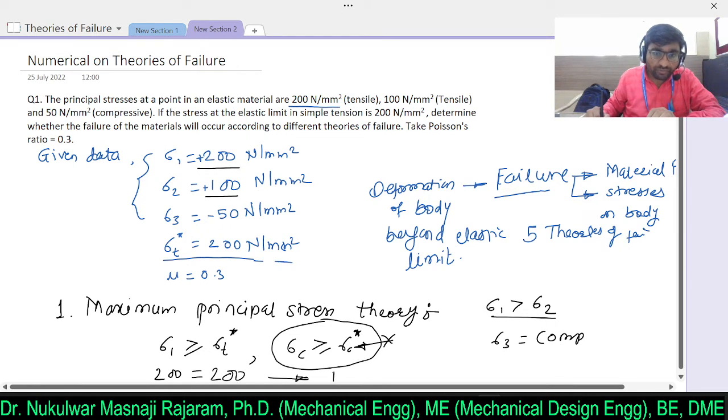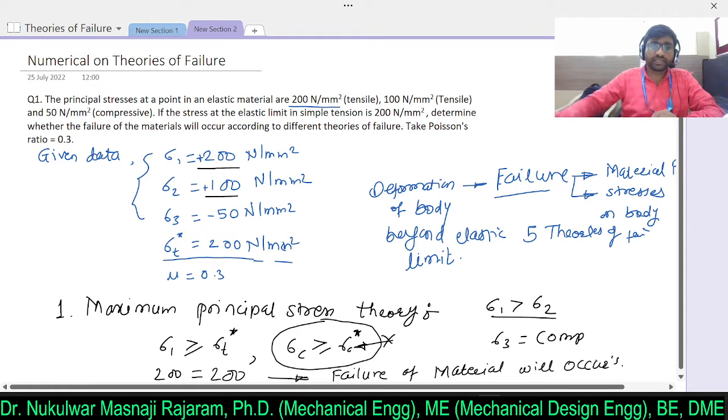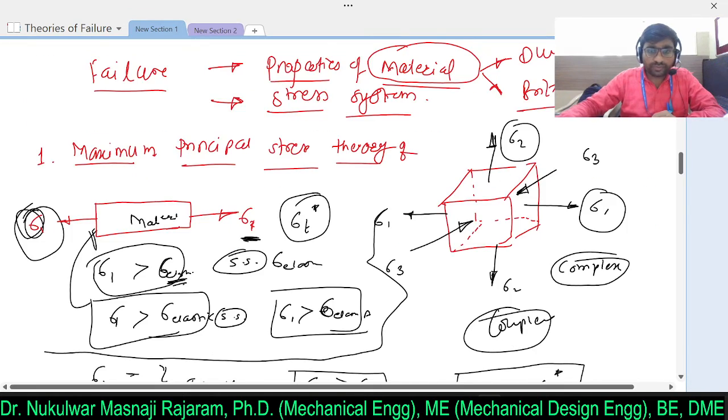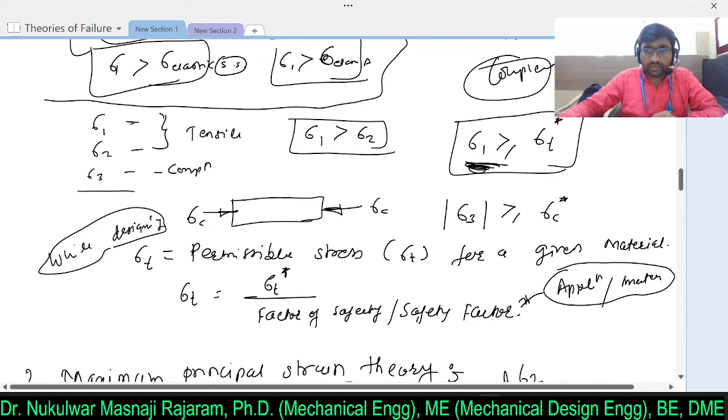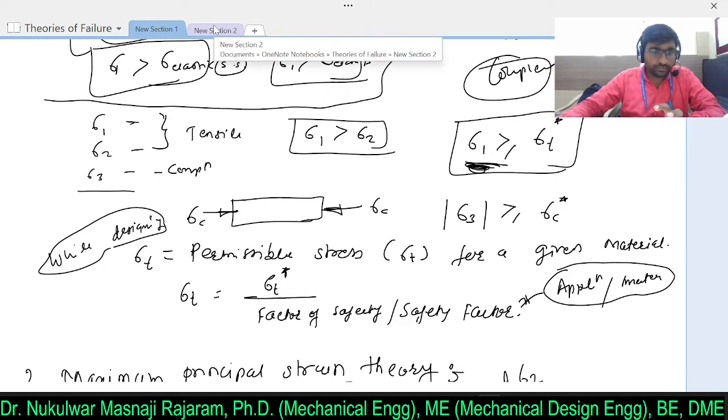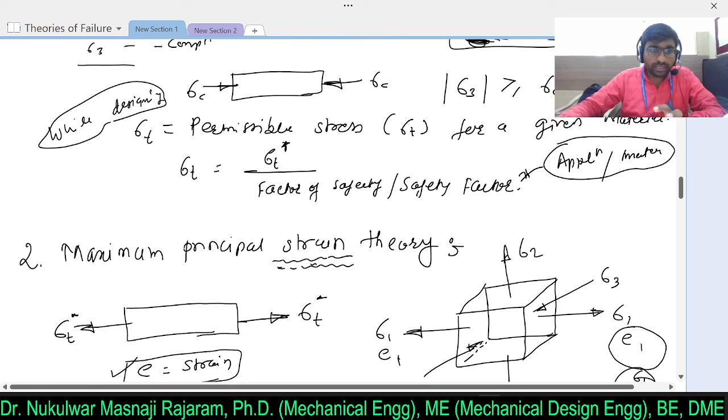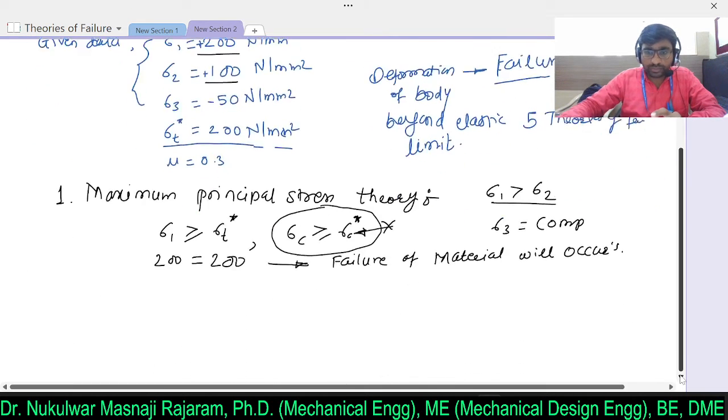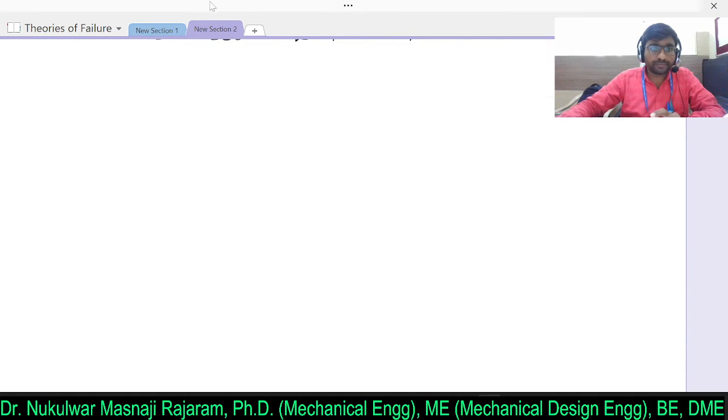So failure of material will occur. Clear? So this was the first case, in which we observe that when sigma 1 is greater than or equal to sigma t star, then definitely failure will occur. Simple. So second is the maximum principal strain theory. So we will see the second case.